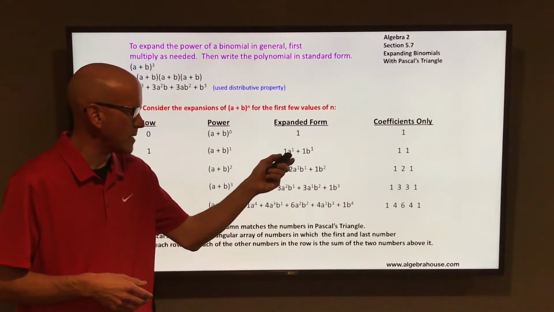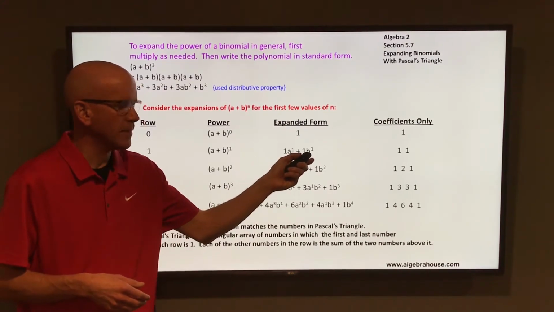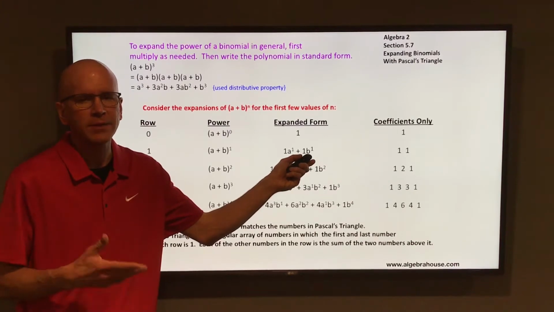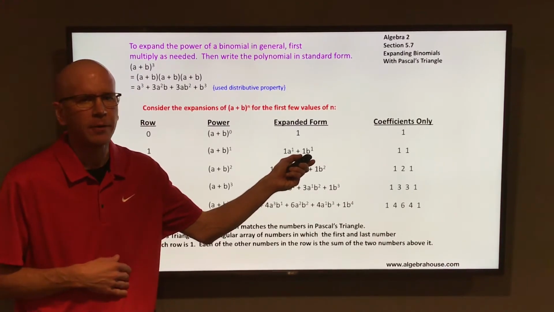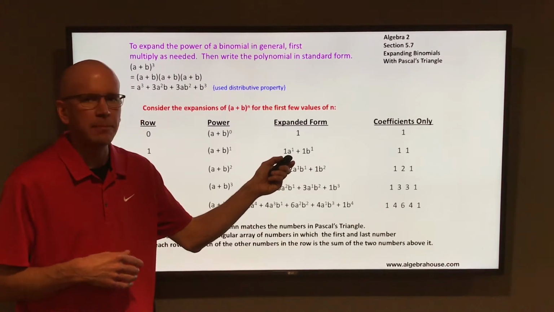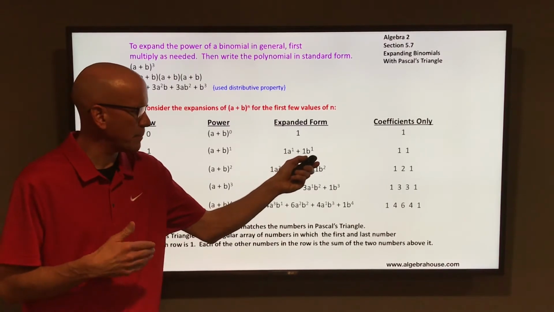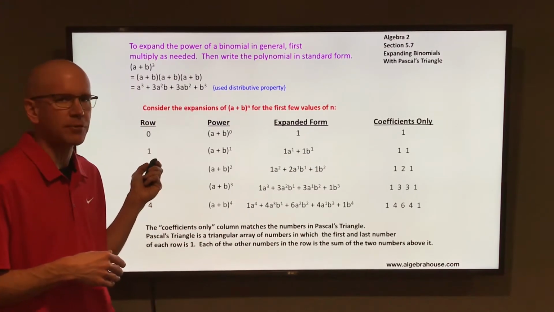The exponent on the a starts off at a to the first, and then really it ends at a to the 0 power. It's not there, but there is an a to the 0 power. And then the b would start off at b to the 0 power, and end up at b to the first. That's if you're taking it to the first power.